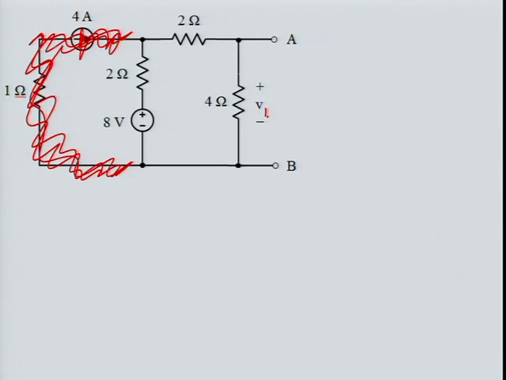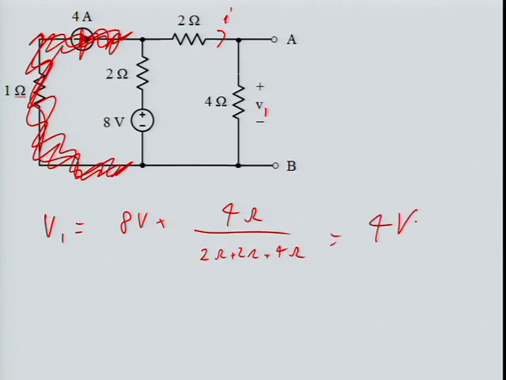What I'm left with is a single loop, a total resistance of 2 plus 2 plus 4, which is 8. So a current of 1 amp will flow. So what is V1? 4 volts. I could have done a voltage divider. I just work out the current I, and multiply it by 4, however you want to do it. But V1 will equal 8 volts by 4 ohms on 2 ohms plus 2 ohms plus 4 ohms, which is 4 volts. Half the voltage is going to drop across the 4 ohm resistor.